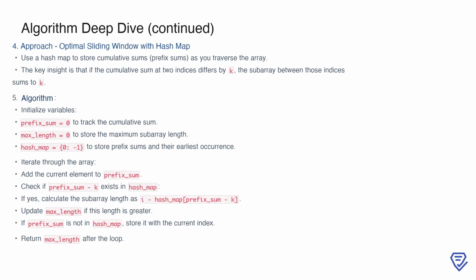Check if the difference between the prefix sum and k exists in the hash map. If it does, calculate the subarray length and update max_length if necessary. If the prefix sum is not already in the hash map, store it along with the current index. Finally, return max_length after completing the traversal.